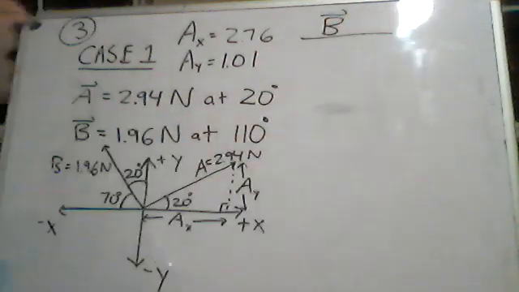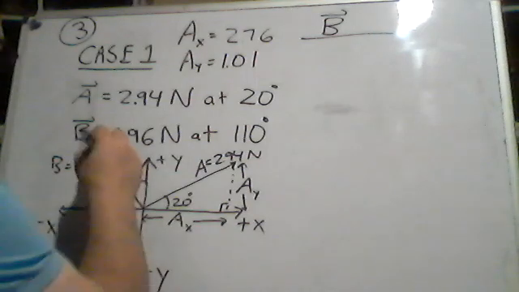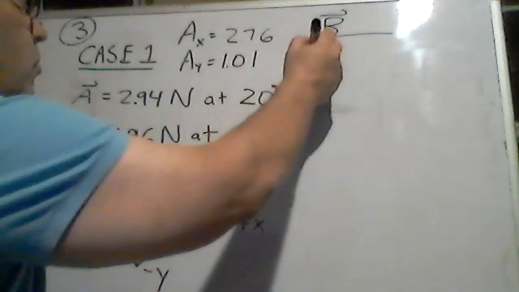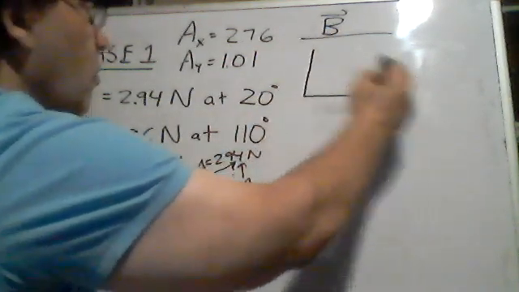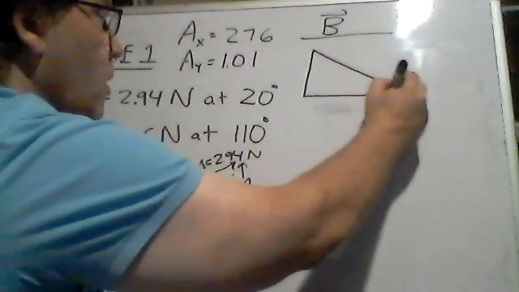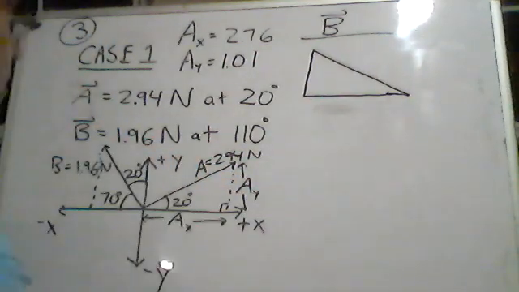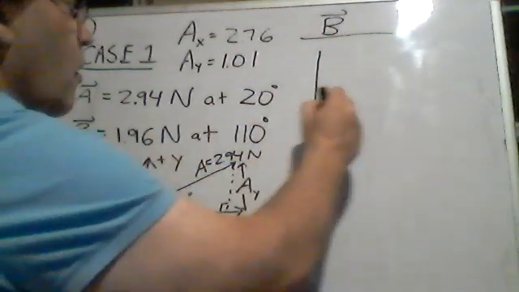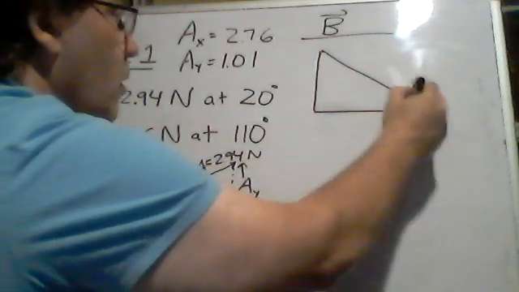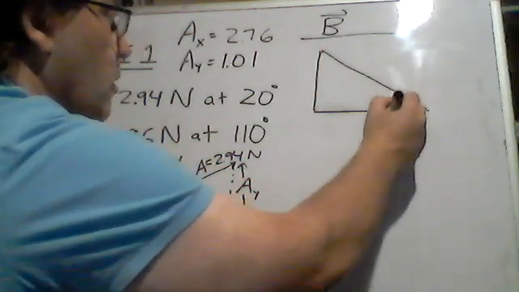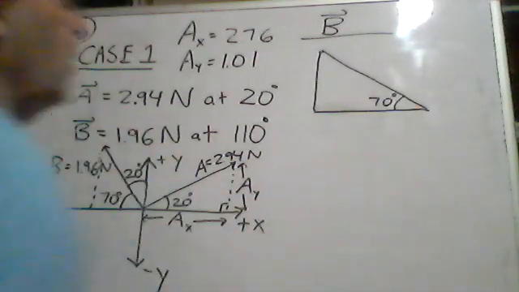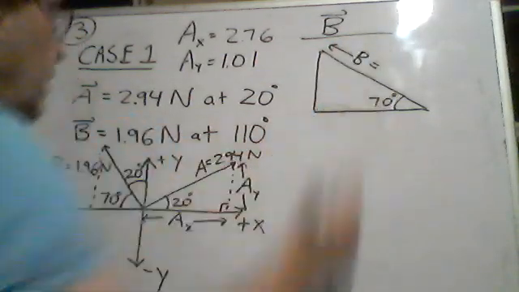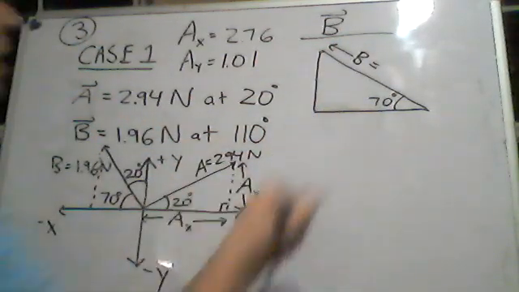So again, I'm trying to work out B. So the first thing I got to do is work out B sub x. So I imagine essentially pulling out a triangle. Looks like this now. And it's not very representative. It looks more like a 70-degree angle, I guess. All right. Again, we'll just pretend that's 70 degrees. And I have B, the hypotenuse. The length of that vector is 1.96, as we were told.